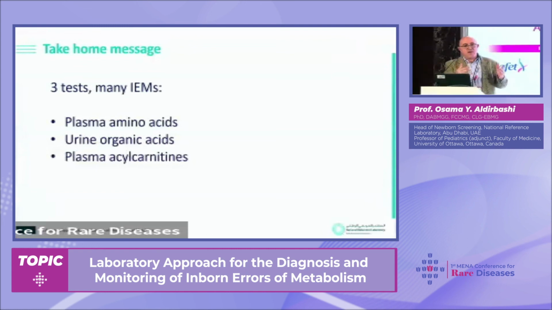And then plasma amino acids, urine organic acids, as well as plasma acylcarnitine will tell you the diagnosis. And that's all for today.